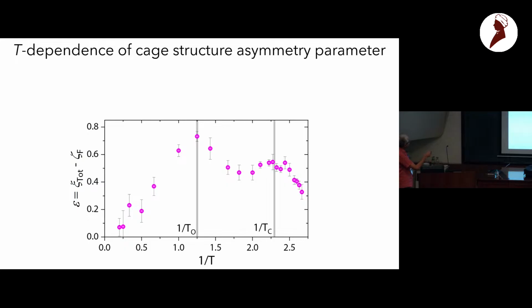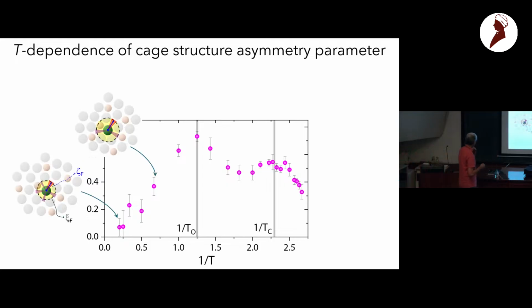And now if I plot the cage structure asymmetry parameter, basically I see a maximum, one at T0 and one at Tc. So everything that's contained in the structure about what's different at T0 and Tc, one needs to basically look at the asymmetry in the cage. And we can basically understand why this will be happening.